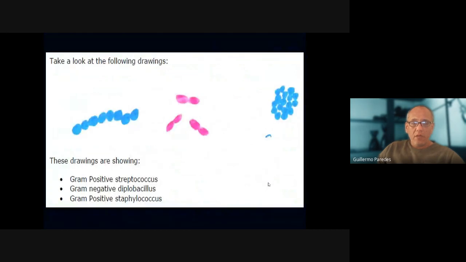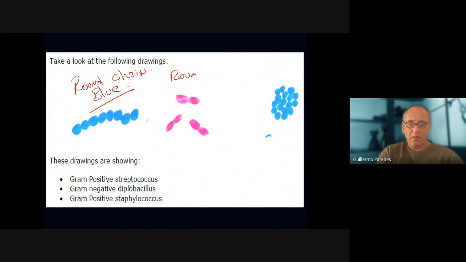So here we have, what is this? Round, right? Chain, and blue. This is round, two, and red. And this is round, cluster, and blue.